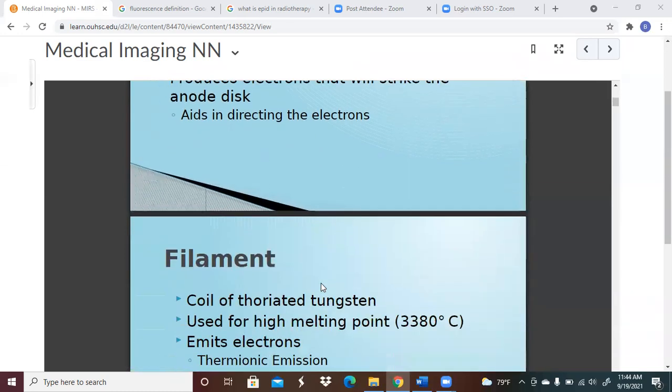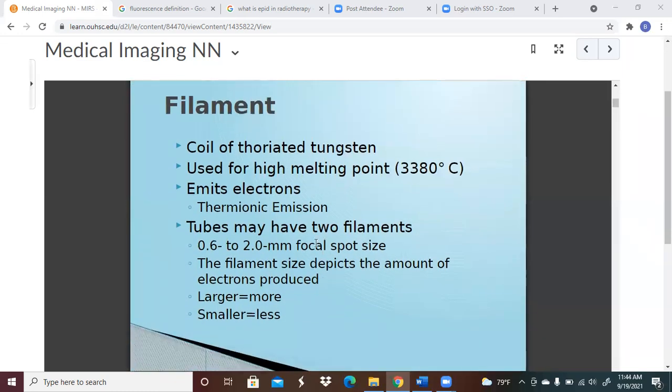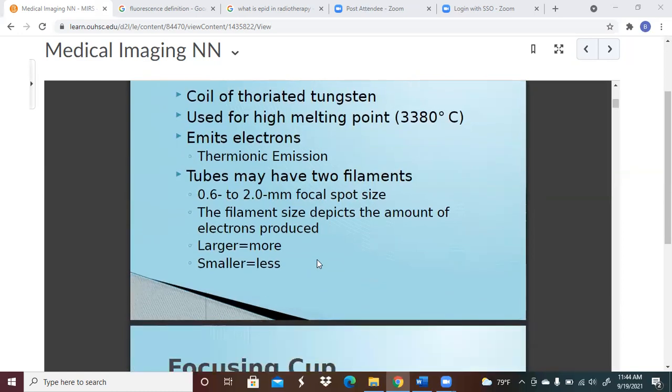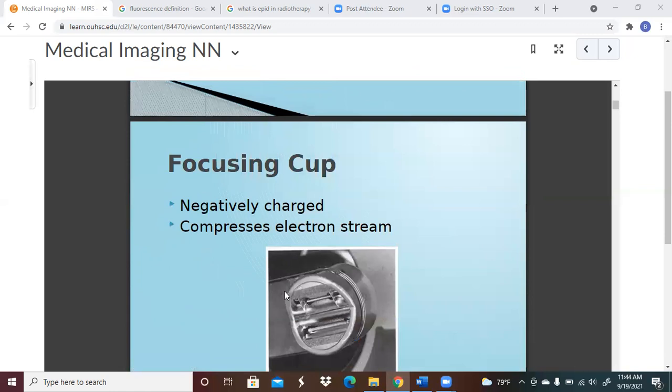So you can see all of that we just covered. Tubes may have two filaments. One's a little longer than the other. The longer one, you're able to produce more electrons with it. The smaller one is used if you want finer detail for a specific part of human anatomy. You've got 0.6 to 2 millimeter focal spot size. Again, the focal spot size is what was addressed in the previous lecture. You can see here, the larger you have more electrons, smaller you have less.